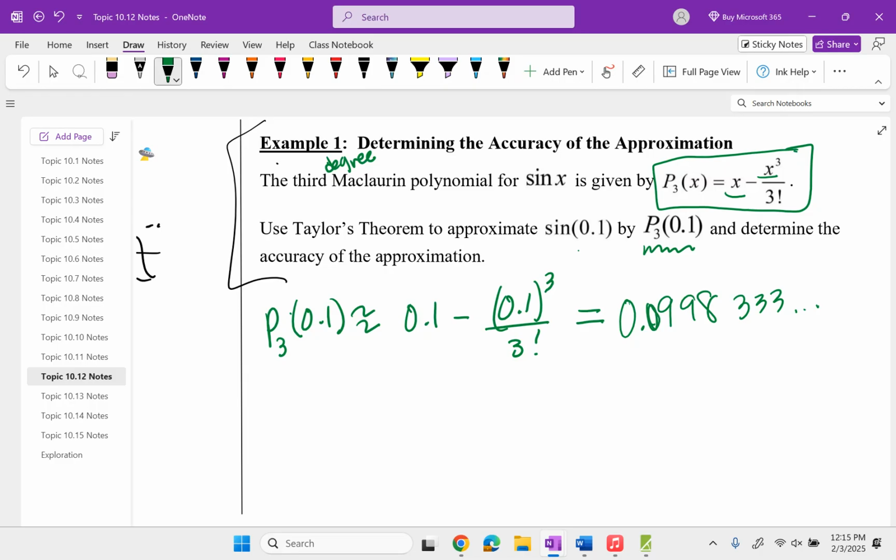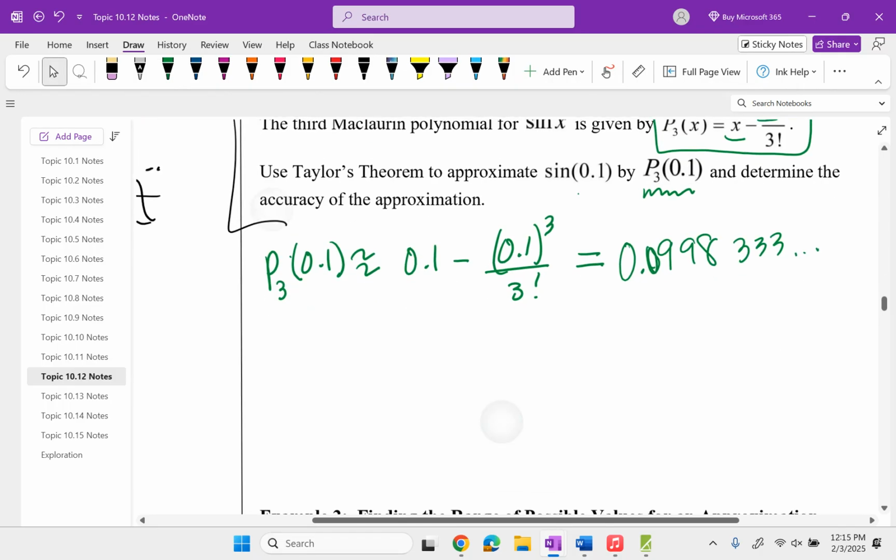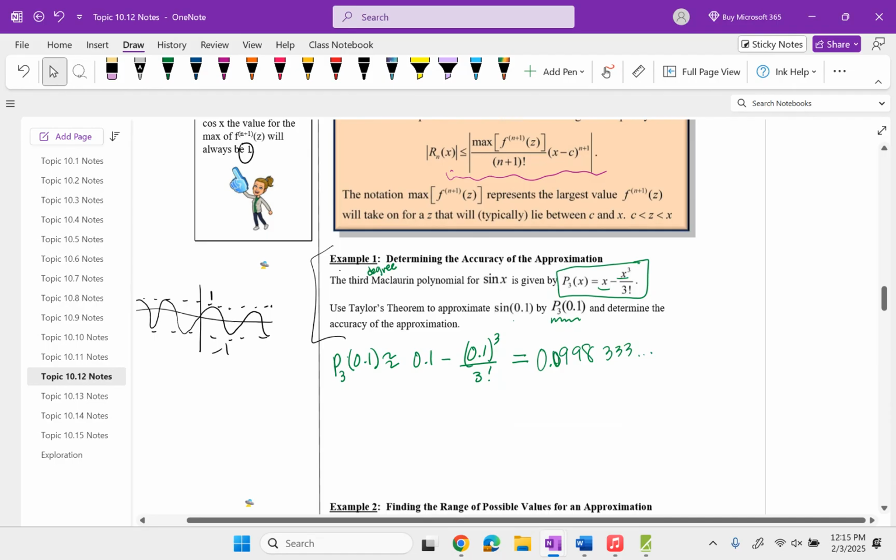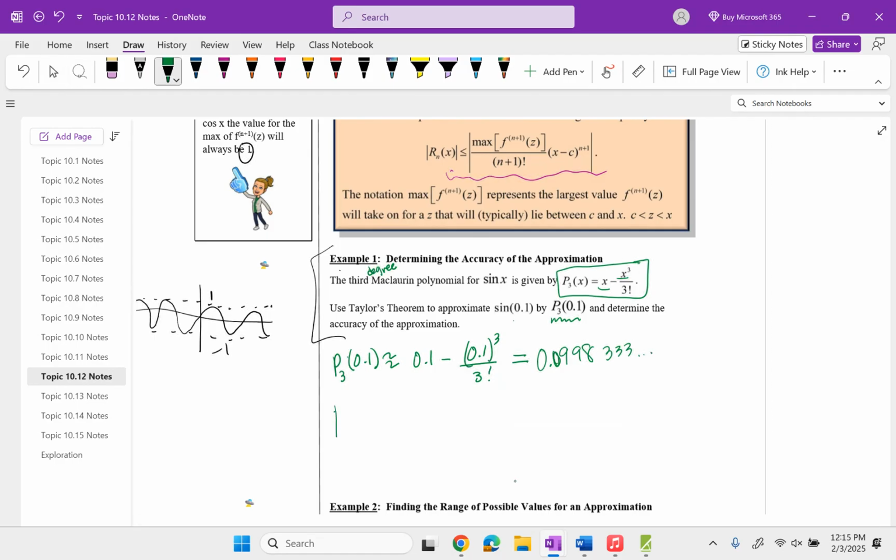Okay, so now I'm going to actually calculate the error of how good an estimate that is. The way that I do that is I'm going to use this formula that we've got. I'm squeezing out so I can see that formula. So I need the absolute value of the remainder of the third degree. I know that's less than or equal to the absolute value of the maximum of the function.